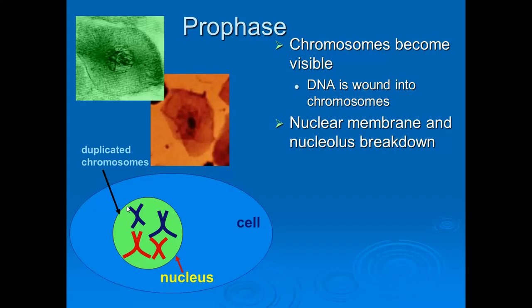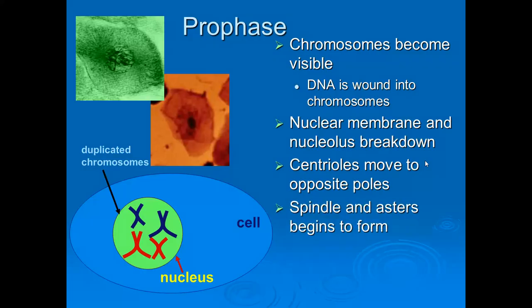The centromere attaches to each chromatid. This is the same piece of genetic information, and together you have this chromosome number 1 to match up with another chromosome number 1. The centrosomes also begin to move to the opposite poles, so the centrioles move to the opposite poles as part of the centrosome region. Spindle fibers and asters begin to form.